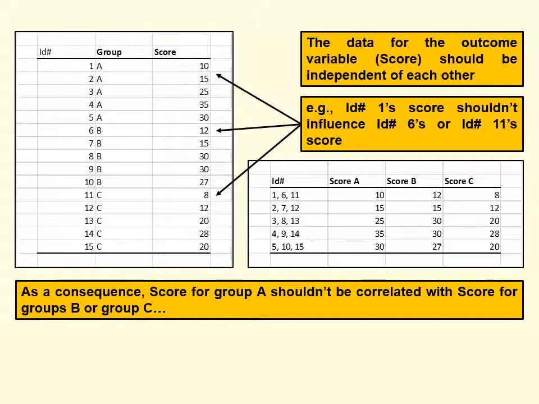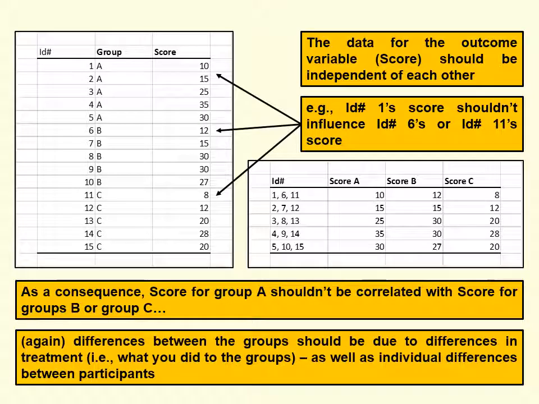In our actual sample, for instance, if you were to run covariances using the data that you see in the image right in front of you, you might see that there is some covariance, but we're assuming it's fairly small because, again, these are different people, they're in different conditions. And to that point, the differences between those groups should be due to differences in treatment. That is what we did to one group, group A versus group B versus group C, as well as some individual differences between those participants.